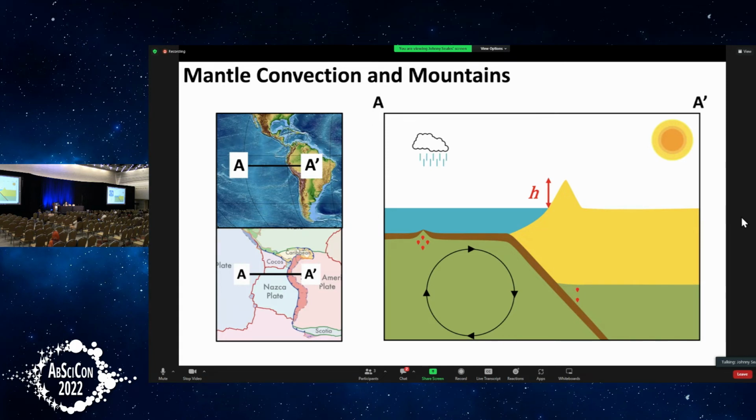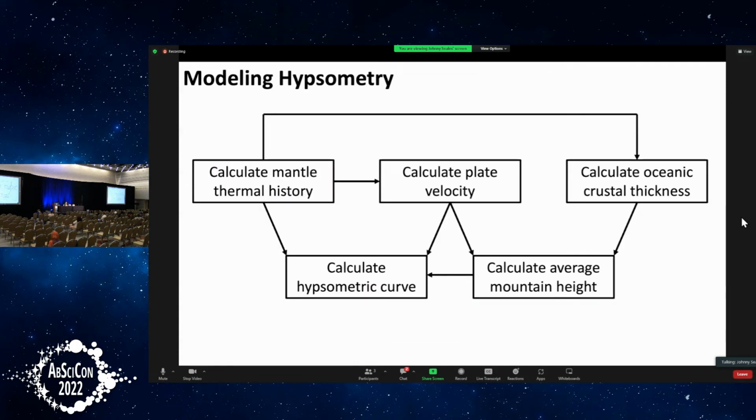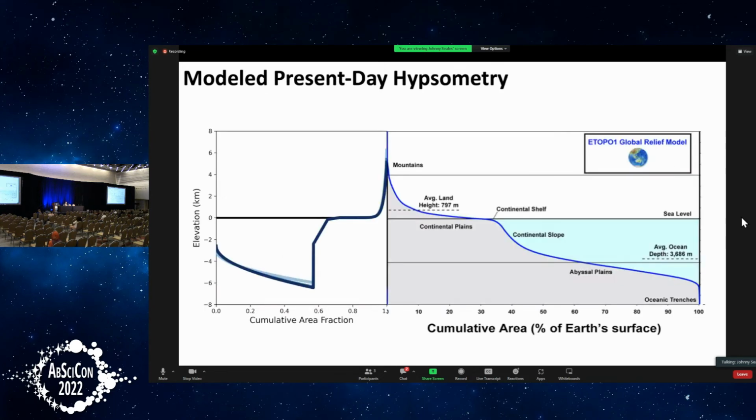So we can take and incorporate these aspects into a model to help us to estimate what the hypsometry is of a planet. The steps that you go through to calculate this is understanding the mantle thermal history. That's going to feed into a calculation of both plate velocities as well as oceanic crustal thickness. The velocity and the crustal thickness we're going to relate to mountain height, and then that's going to feed into our calculation of hypsometric curves. So if we go through and show a representative case that we've done for Earth, the modeled value is on the left and the actual value is on the right.